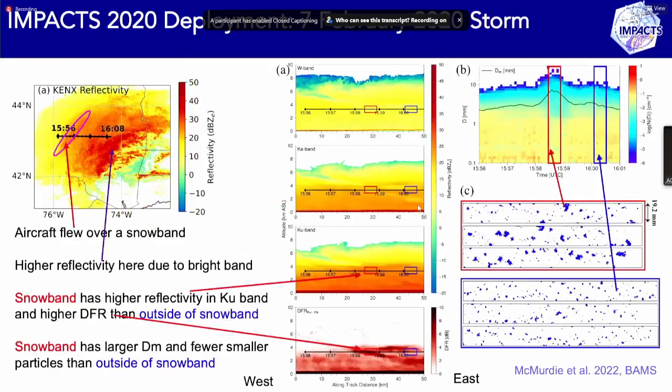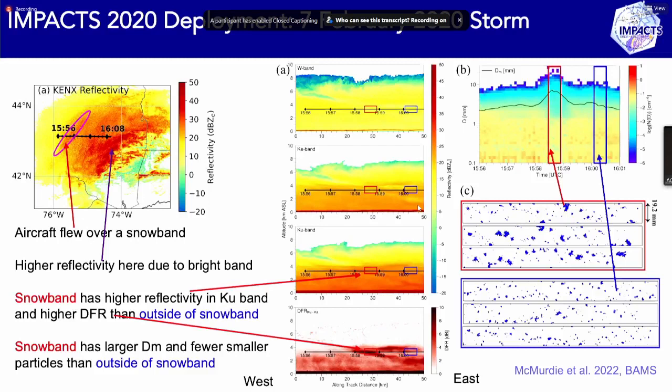Just to show you that this enhancement within snow bands is not unique to that one storm that happened in Chicago, this is another event that we sampled in 2020, the February 7th case. Now the snow band is highlighted in the pink oval. Don't get fooled by the parts to the east. That is high reflectivity due to a bright band, because this was an event that had rain to the east and snowing to the west.